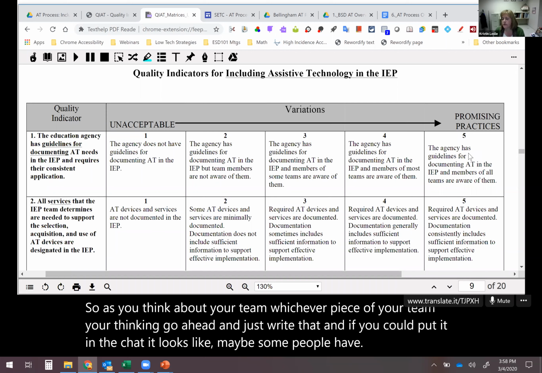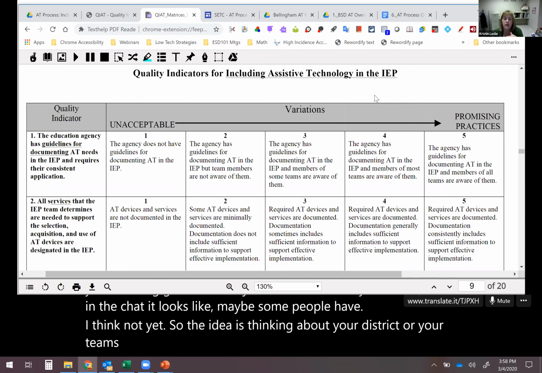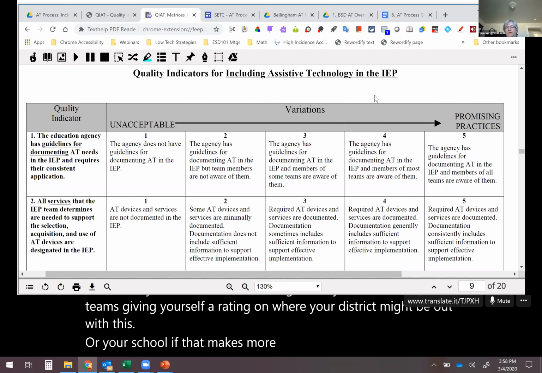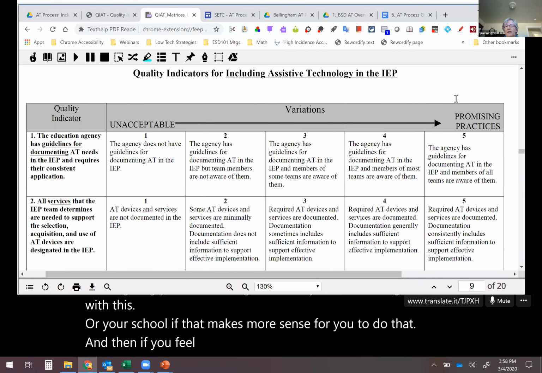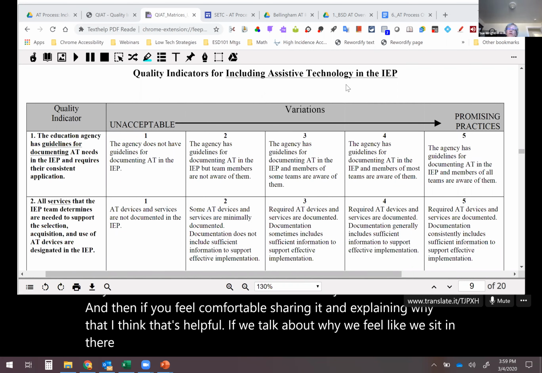I think not yet. So the idea is thinking about your district or your teams, giving yourself a rating on where your district might be at with this. Or your school, if that makes more sense for you to do that. And then if you feel comfortable sharing it and explaining why, I think that's helpful if we talk about why we feel like we fit in there, and then we can go from there.